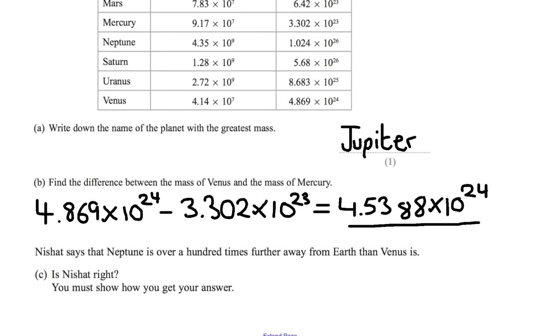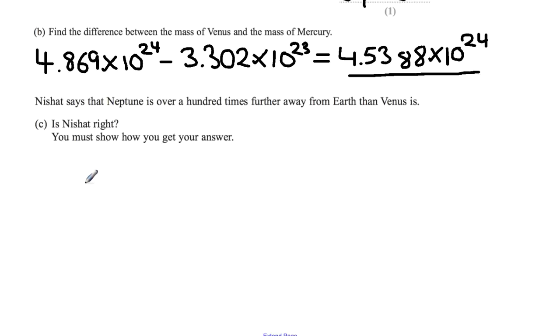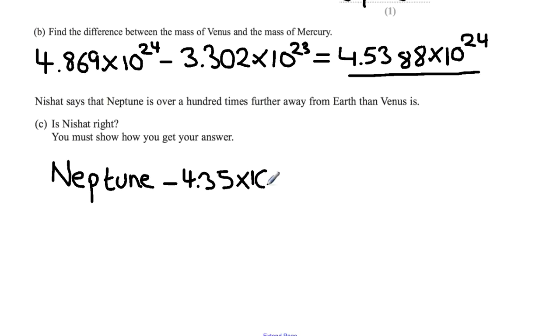Nishant says that Neptune is over 100 times further away from Earth than Venus. Is Nishant right? You must show how you get your answer. Well, the distance of Neptune is 4.35 times 10 raised to the power of 9, and Venus is 4.14 times 10 raised to the power of 7.